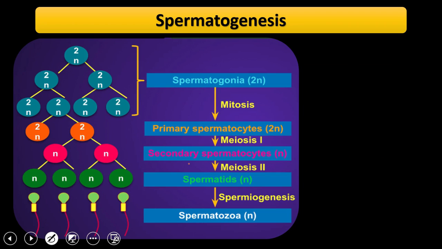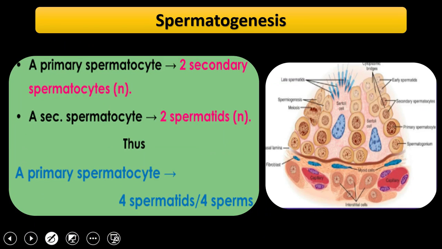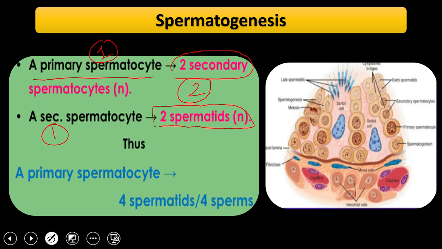So here is the summary: spermatogonia, mitosis, primary spermatocyte, meiosis I, secondary spermatocyte, meiosis II, spermatid, spermiogenesis, that is, formation of spermatozoa. Overall, in spermatogenesis you have to remember that one primary spermatocyte leads to the formation of two secondary spermatocytes. From one secondary spermatocyte, two spermatids are formed. Ultimately, one primary spermatocyte gives four sperm cells.